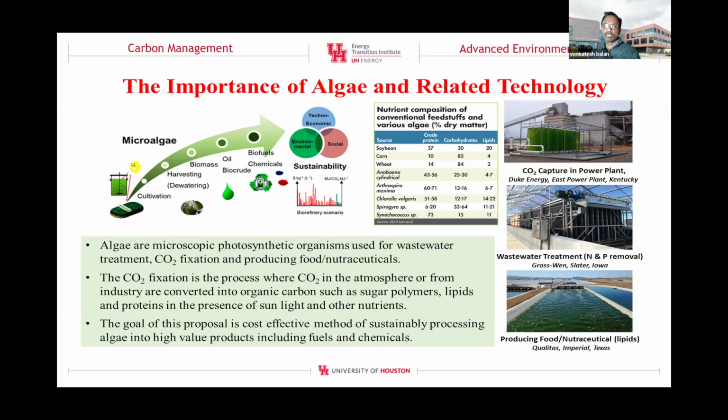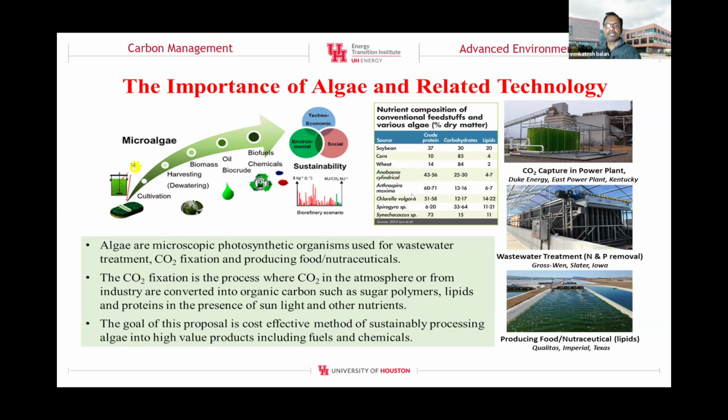Now they are trying to process the algae into protein-rich and lipid-rich products, and eventually we can think about various products being produced from algae. Looking at the composition of algae itself, at the top I've given you regular soybean, corn, and wheat, with their protein, carbohydrate, and lipids. Algae also has the same thing. The amount of protein, carbohydrate, and lipids varies depending upon the species of algae.